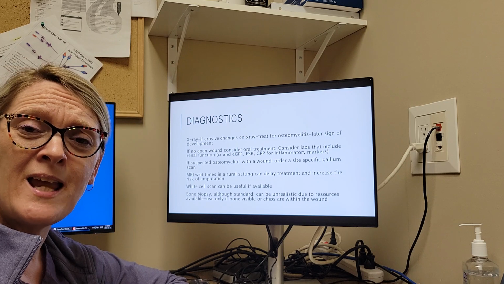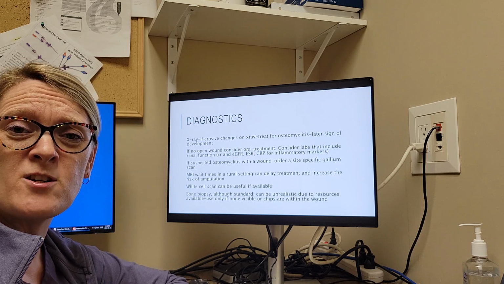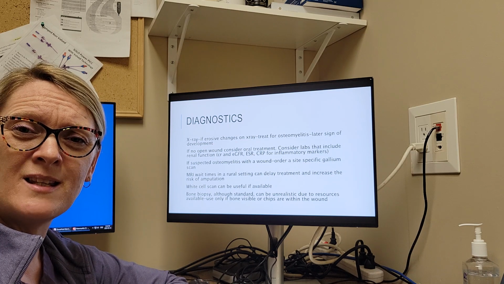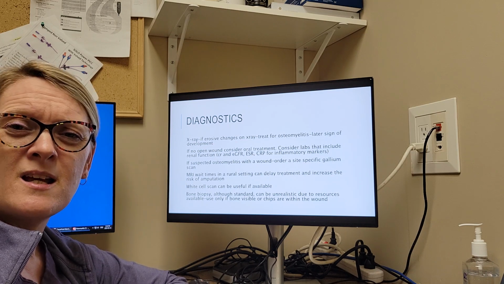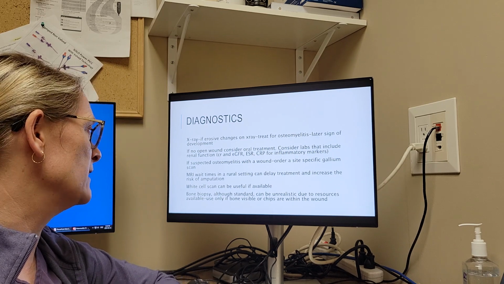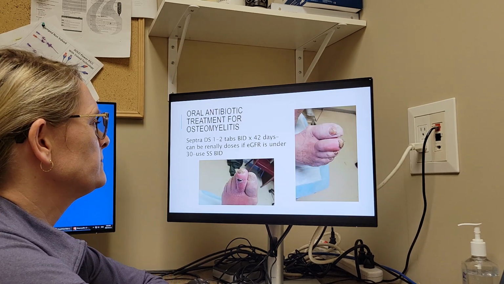A white cell scan can be considered, especially if they have hardware in the area and they're not able to have the gallium. So it is another test, does have a slight delay, but at the same time, it can be very, very effective. Okay.